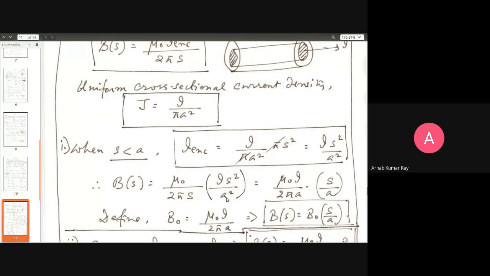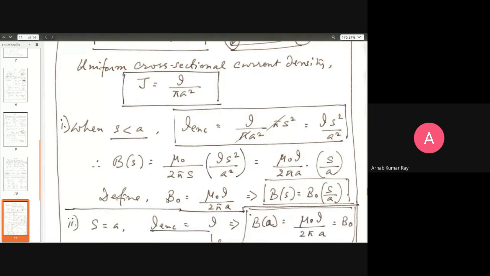This A squared, I'm splitting into two parts. Here you have a mu naught I by 2 pi A. One A is kept here, another A is kept below the S. I'm just defining this quantity. Mu naught I by 2 pi A is a constant quantity, so that constant quantity I'm defining by the symbol B naught. It's nothing very important, it's just simplification of notation. You can leave it like this, no problems if you want to. So B_s is equal to B naught into S by A.